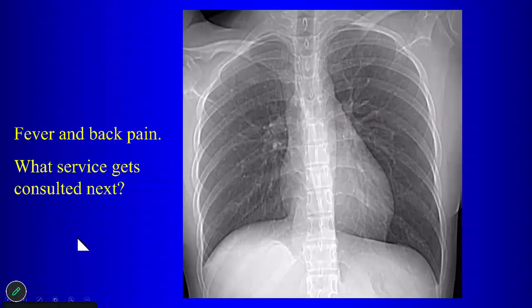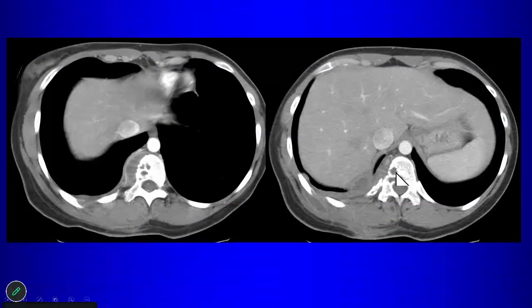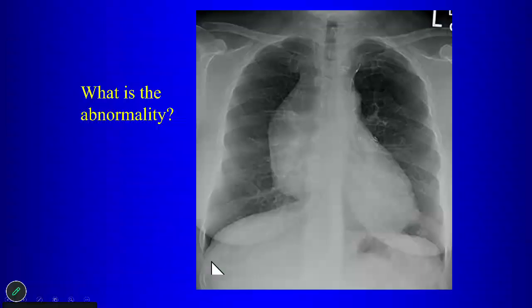Okay. This patient has fever and back pain. What service gets consulted next? What's abnormal? What are we concerned about? Yeah, the paravertebral line here is displaced. So here's the azygoesophageal line. Paravertebral line is displaced. What compartment is that? Posterior mediastinum. Given the history, what are you concerned about? Paraspinal abscess. So you might want to consult neurosurgery, right? So there's discitis with osteomyelitis, and that's a paraspinal abscess. That's what's causing bulging of the paravertebral line.